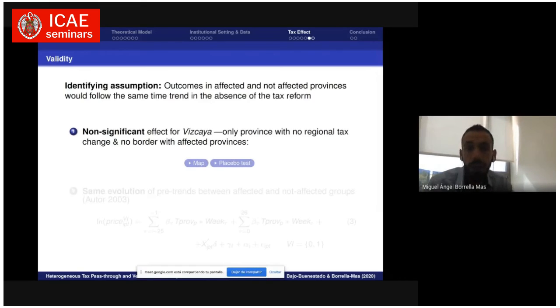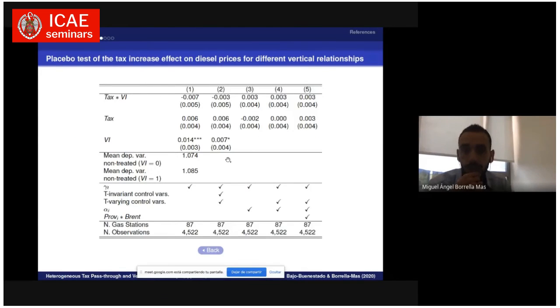First of all, we provide a placebo test in which we use Vizcaya, which is the only province with no regional tax change and no border with the affected provinces, as our fake treatment, or our fake affected province. The intuition behind is that differences between gas stations in Vizcaya and in the other not affected provinces are not expected, as none of them introduce a change in the regional trends of the excise fuel tax. And this is exactly what we got in the placebo test. We don't have an effect for both vertically independent and vertically integrated gas stations.